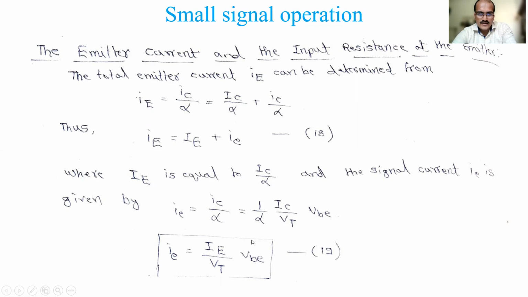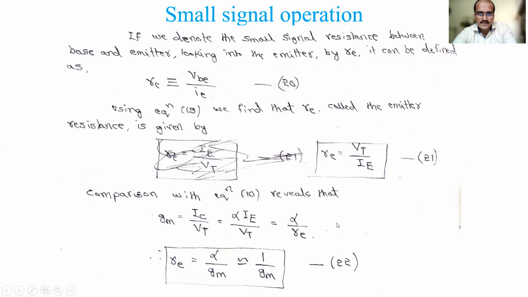So this is also related to resistor RE. That is given as VT by IE. This is the definition of RE, and from this expression, RE for this case is VT by IE. Then we try to get another relation for RE by substituting VT in terms of GM. IC by VT, we have substituted alpha IE by VT. IE by VT is nothing but RE.